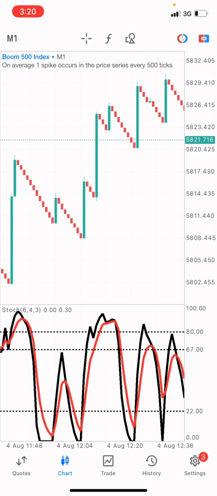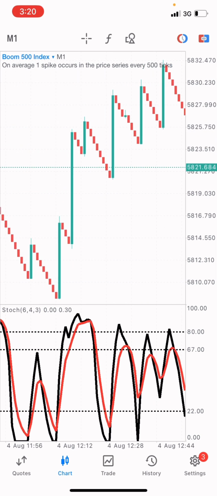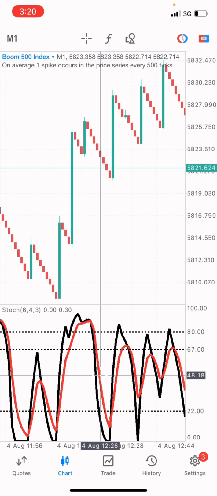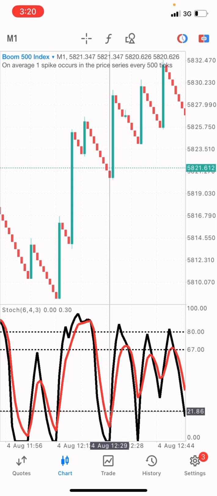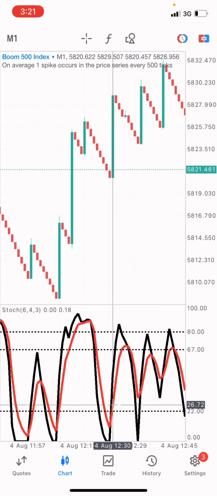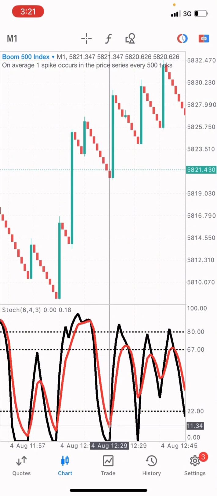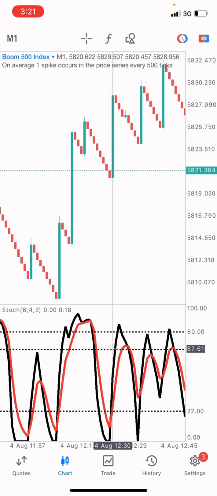So we are on the Boom 500 Index market right here, and if you want to catch the spikes, all you need to do is wait until this stochastic oscillator, this black line and this red line, has crossed below this level of 22 here at the oversold. Okay, when it crosses below this level of 22, then you wait until you see a crossing between the red and the black line. Immediately there's a crossing giving you an upward trend, immediately this red line touches this black line, the spike will come in. See, the next step is a spike.